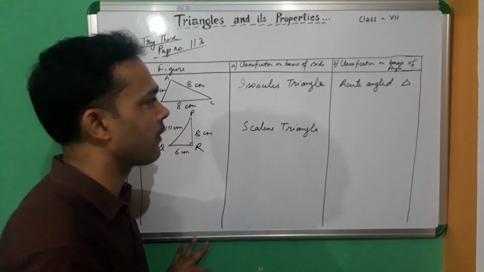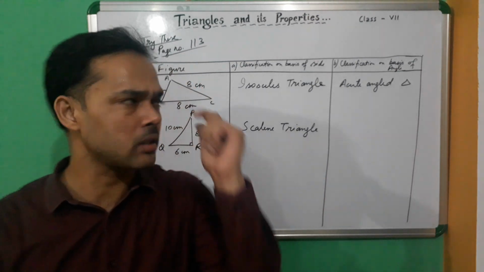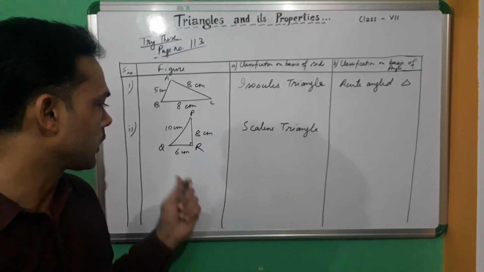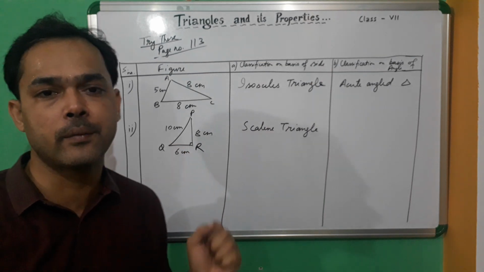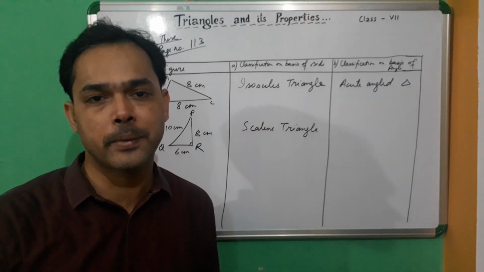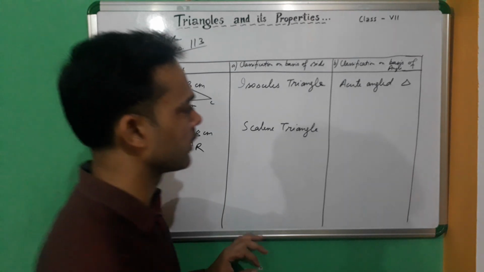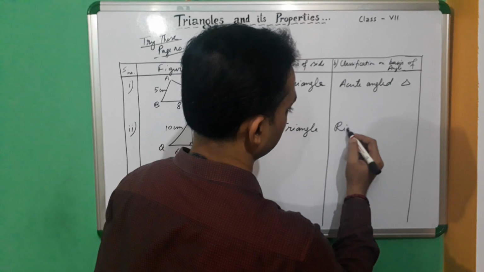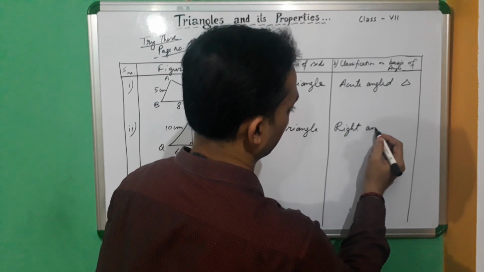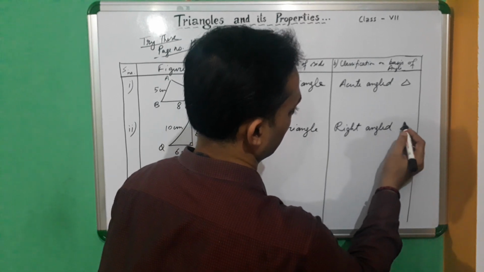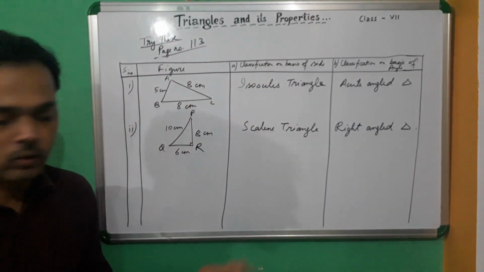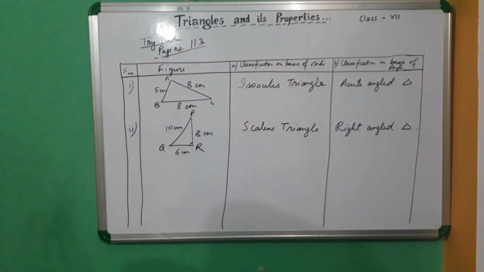Okay, now after this, let's see on the basis of angle. So on the basis of angle, you know that whenever one of the angles is equal to 90 degree, then it will always be a right angled triangle. So this is a right angled triangle. Now let's do the third part.